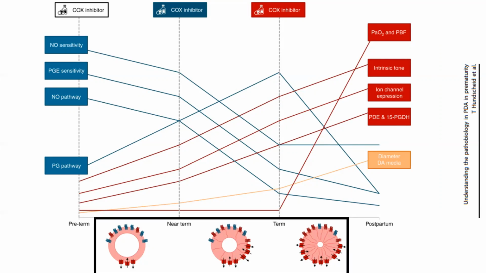The vasa vasorum, which are the little pink lines that you see in the ductus media, are there to create a hypoxic zone. As you can see, the preterm ductus has a much larger lumen compared to the term and post-term ductus, and minimal vasa vasorum, leading to difficulty with anatomic closure of the PDA.